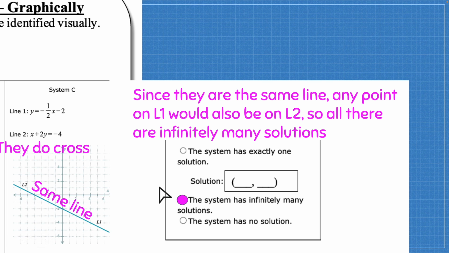All right, so those are the three types of solutions for linear systems of equations. I hope that helped, and I will see you in the next video.